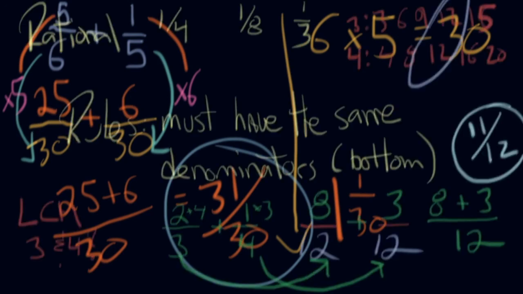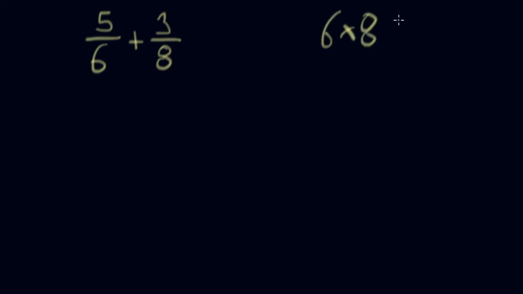Let's do another one. Whoa. There's a lot of stuff being written. Now, where that kind of breaks down a little bit is, let's say you had, I don't know, 5/6 plus 3/8. 5/6 plus 3/8. And you said, I'm just going to use that 6 times 8 thing, right? So 48 as my LCM. And you could absolutely do that.